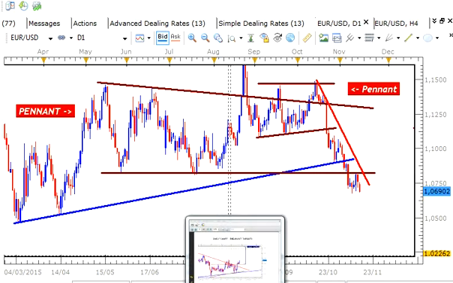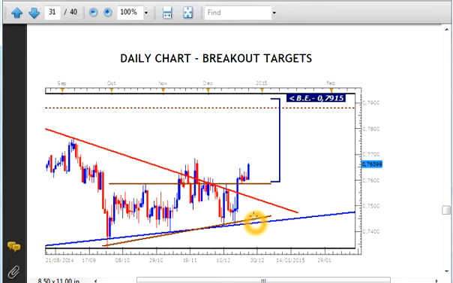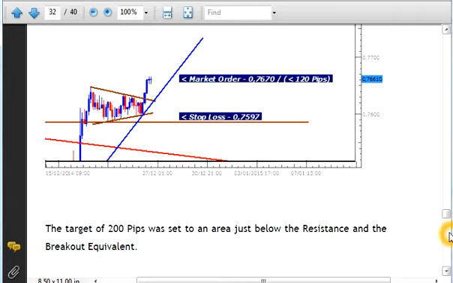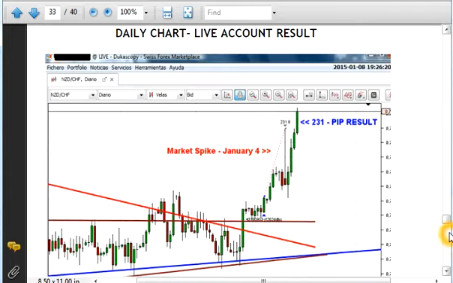And just to give a brief example of this breakout equivalent, the New Zealand Swiss franc earlier this year provided us with a breakout of a pennant setup on its daily chart. And based on how I measure the breakout equivalent of consolidations, that target was expected to be at the 79.15 area. And as you can see from this result of the chart, this is exactly where the market headed towards and provided me with this strong 231 pip trade result.